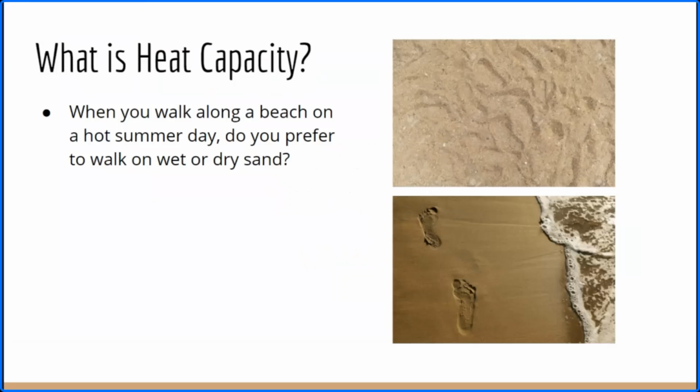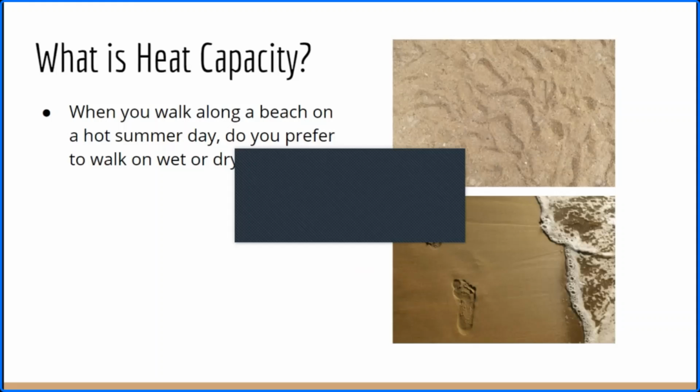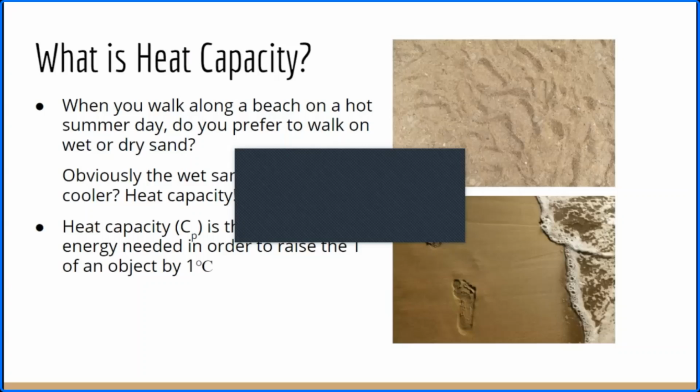So to start out here, we're going to briefly review what heat capacity is as a concept. And one good way to do this is to think about sand at a beach. If you're at a beach during a hot summer day, you've got the dry sand, obviously, and then you have wet sand by the water, and you think about the temperature of each. When we ask, do you prefer to walk on wet or dry sand, obviously you'd prefer to walk on the wet sand because it's a lot cooler and doesn't hurt your feet. Anyway, so obviously the wet sand, but the question is, why is that?